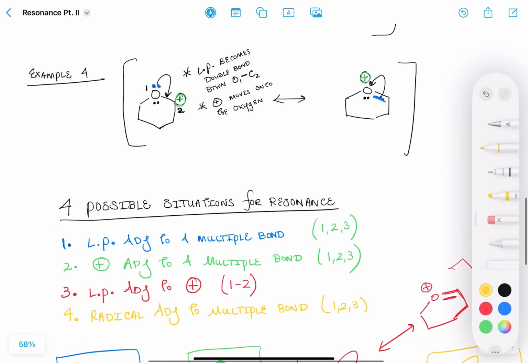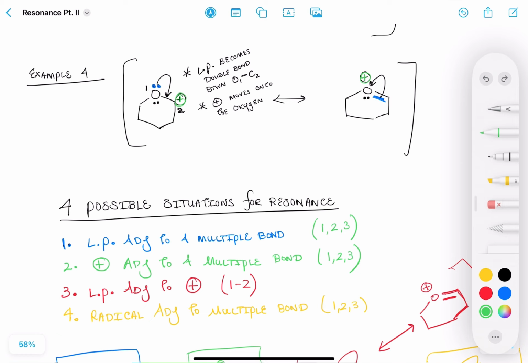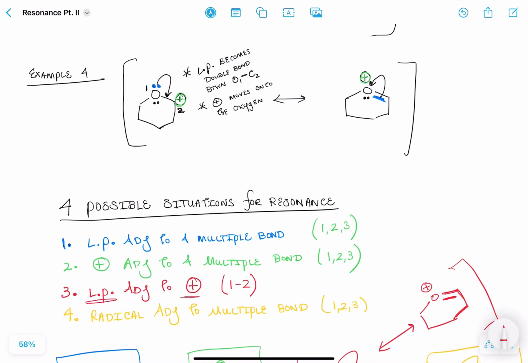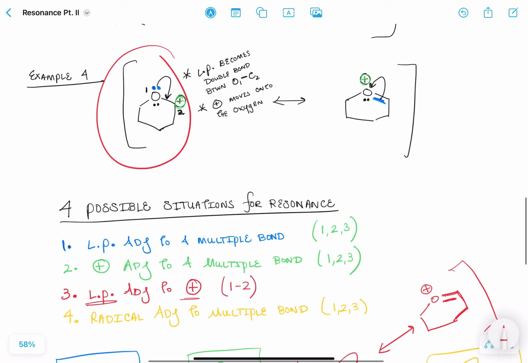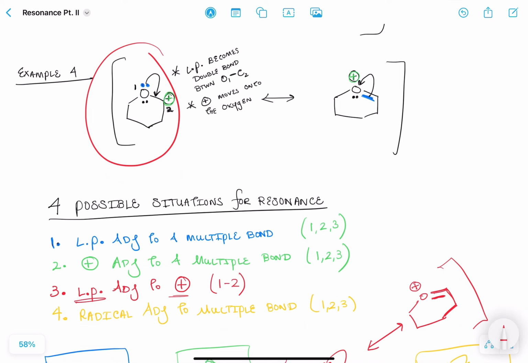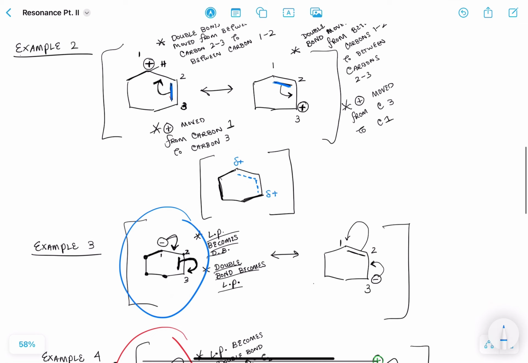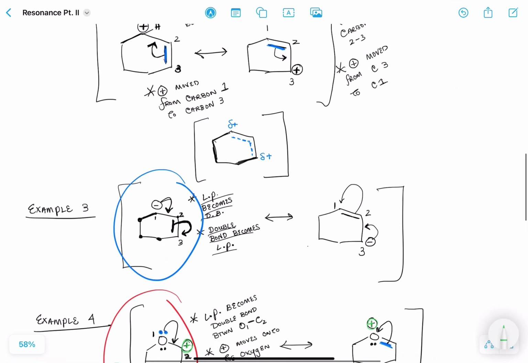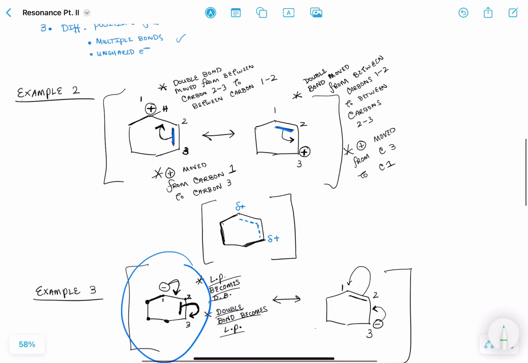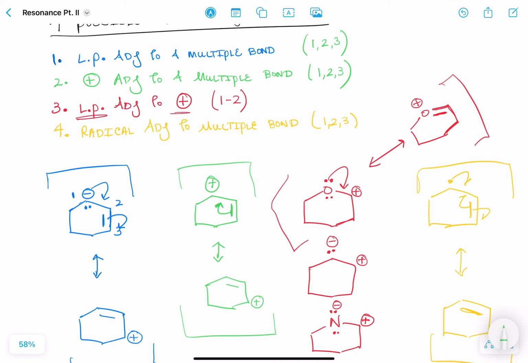So 4 would be considered number 3. We're going to put that in red because it's a lone pair adjacent to a positive charge. And then example number 3 would be a lone pair adjacent to a multiple bond. So that would be 1. And then lastly, example 2 would be a positive charge adjacent to a multiple bond, right? So there are really only 4 different ways resonance can play out.